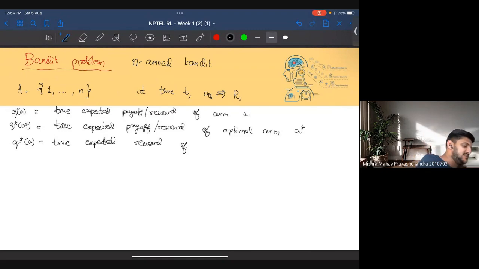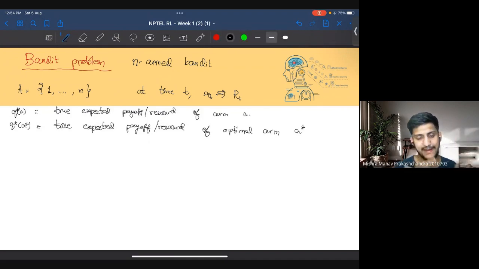Okay, this has to be Q star of a, and I should remove this. Okay. Yeah, so this should be the difference between Q star of a and Q star of a star. Okay. Cool.